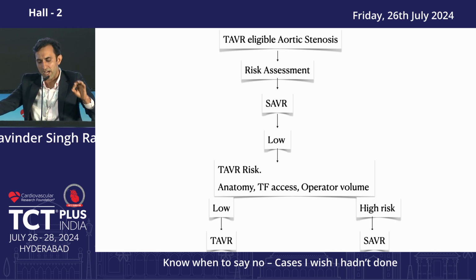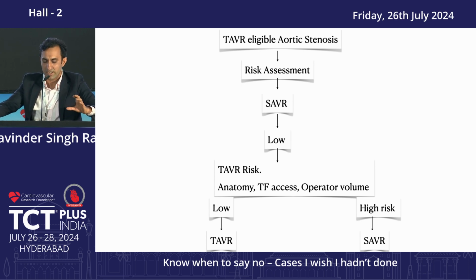Now let's say you have a TAVR eligible aortic stenosis patient in your OPD. You do a risk assessment. You do a surgical risk assessment. If the surgical risk is high, you don't have to focus on it. But for the TAVR eligible patient with low surgical risk, you assess the TAVR risk.